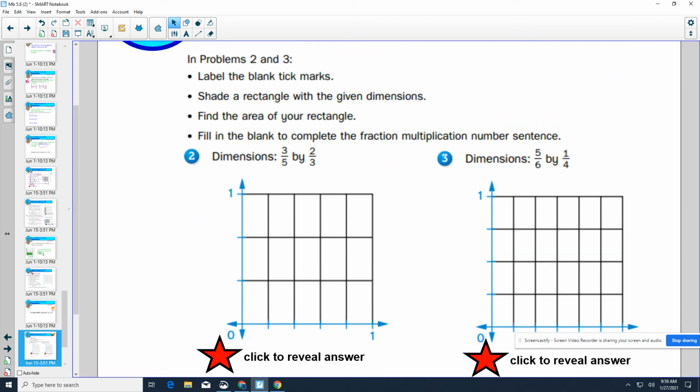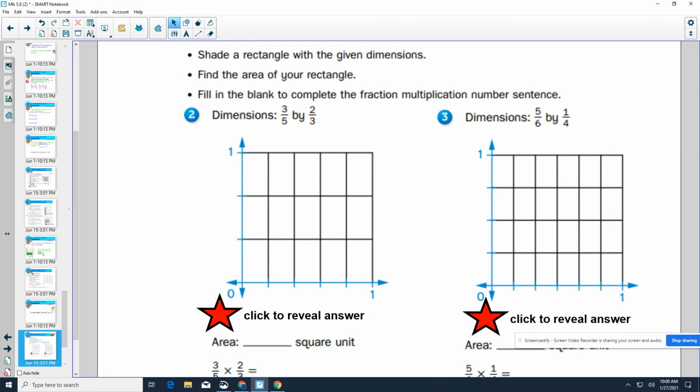Same deal. You're going to label the tick marks. You're going to shade the rectangle with the given dimensions to show the area of the rectangle. So they already tell you that you're working with fifths and thirds. So we can see down here across the bottom, it's going to be the fifths, and then going up, it's going to be thirds, right? So you want to make sure that you label that. So let's look at this one together here.